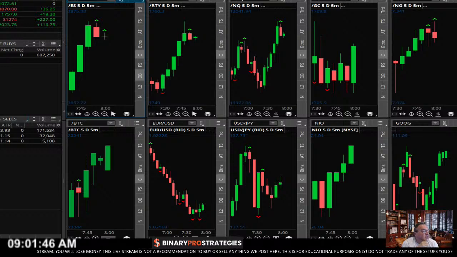Okay, not getting any initial setups right now. We are getting a possible HF2 short on the gold. We'll call that a short on the gold, HF2 short.